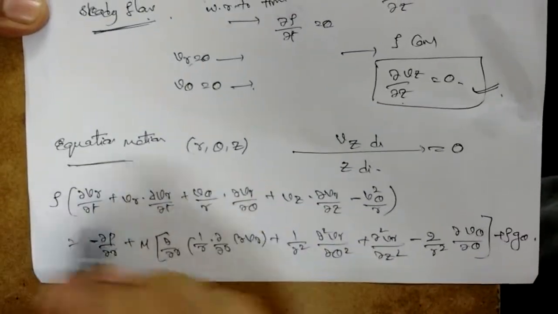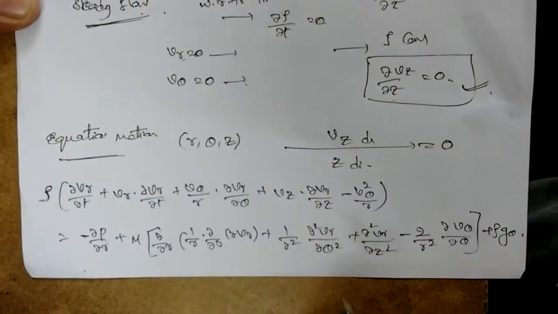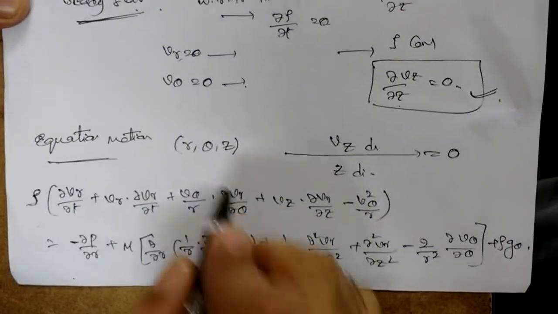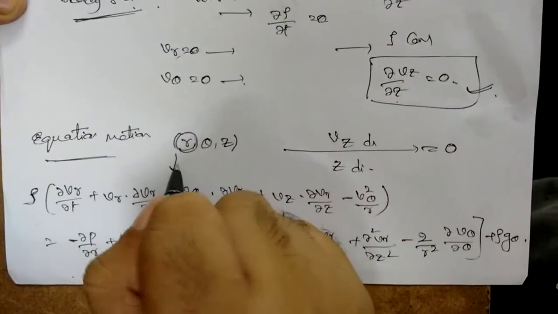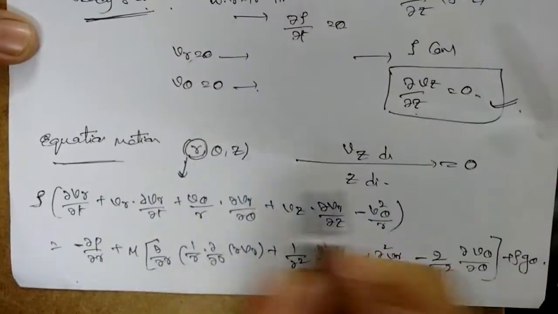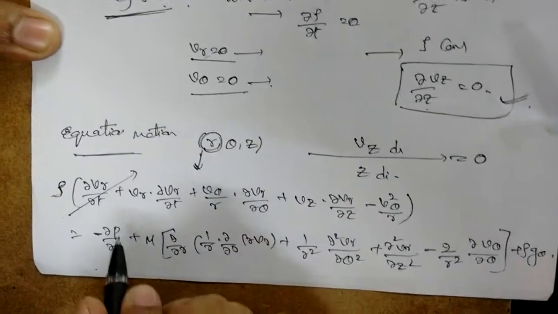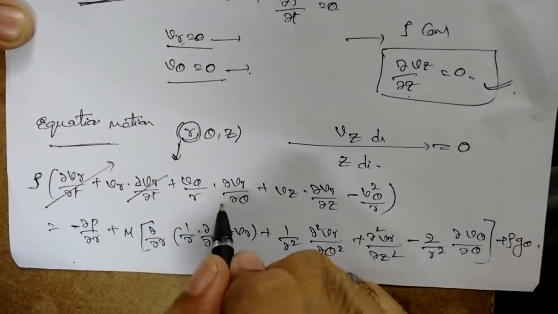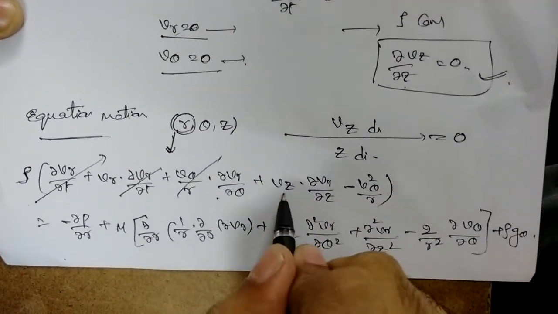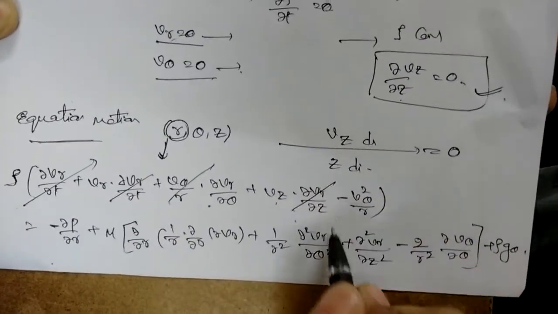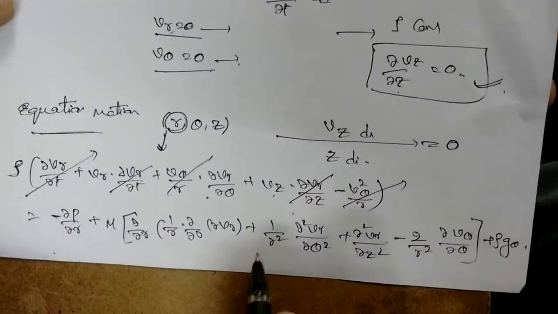Don't worry, this will be given in the data book in the final examination. This is regarding the r component of the whole equation of motion. We previously know that v r equals 0 and v theta equals 0. So the terms with v r here, v theta here, and v r in the v z term will be 0, and the v theta term will be 0.